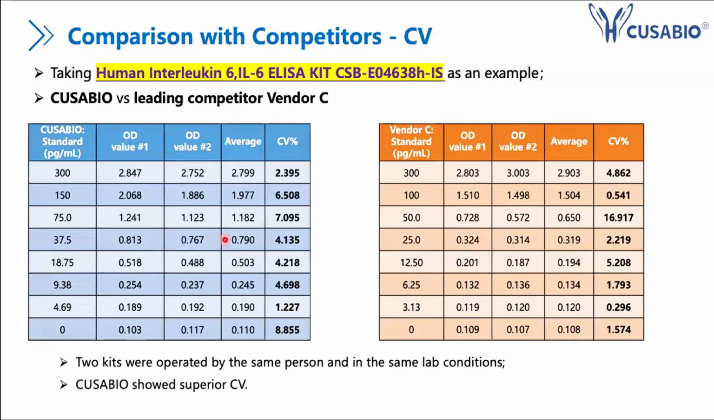The next comparison is with the human interleukin-6, the IL-6 ELISA kit. With this kit, the comparison is still between CUSABIO and vendor C. We still start with the standard, and we calculate the CV first. As you see, CUSABIO still showed superior CV compared to our competitors.